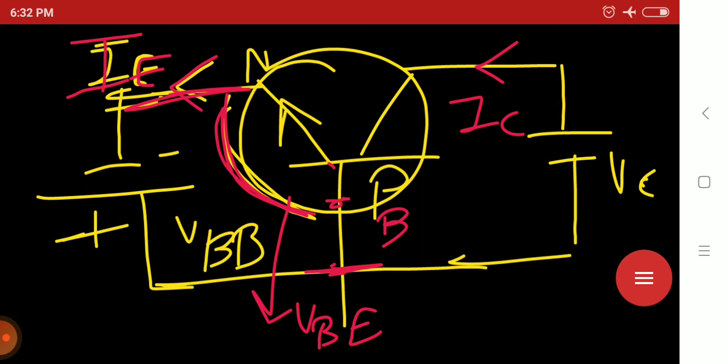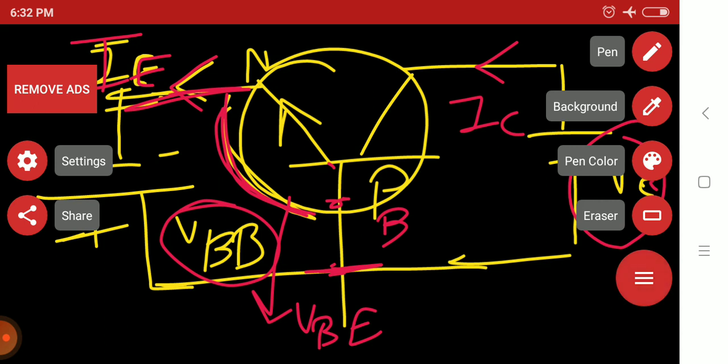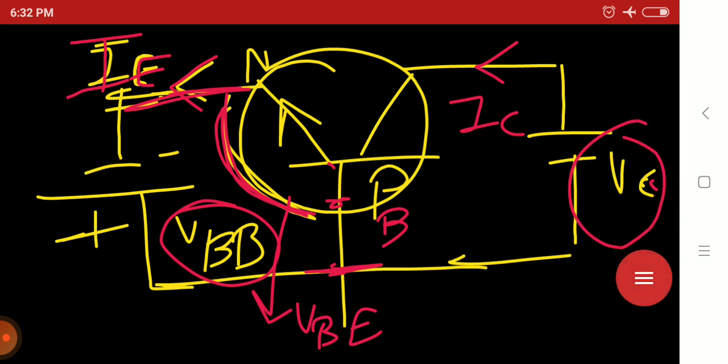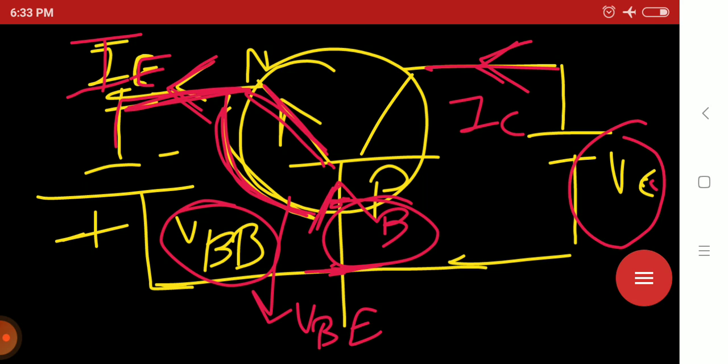And what is the relation between all these currents? Here it is VCC, the VCC battery, here the VBB battery. So this is actually the circuit diagram of the common base configuration. Here the base is common in the circuit, a common junction. The arrow going from P to N means it is an NPN transistor. Here the IE current is going this side, here the IC collector current is going, and the IB current is going from the base.